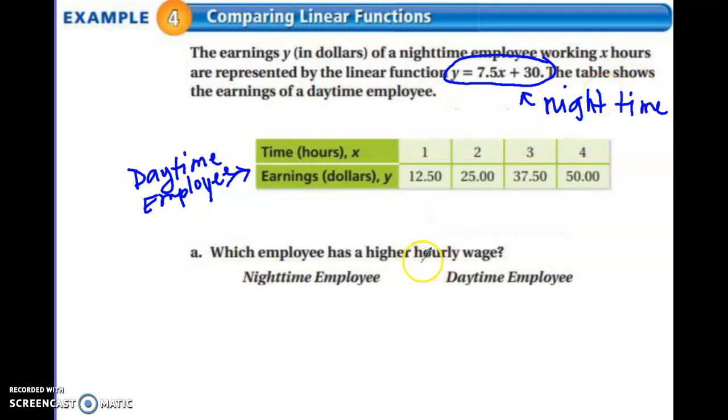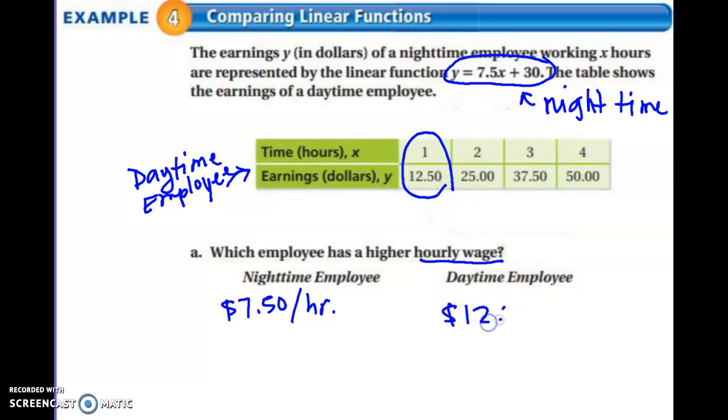However, they are asking about the hourly wage. So the nighttime employee makes $7.50 an hour. And the daytime employee, if you look at the 1 hour here, they're making $12.50. So who has a higher hourly wage? The daytime employee.